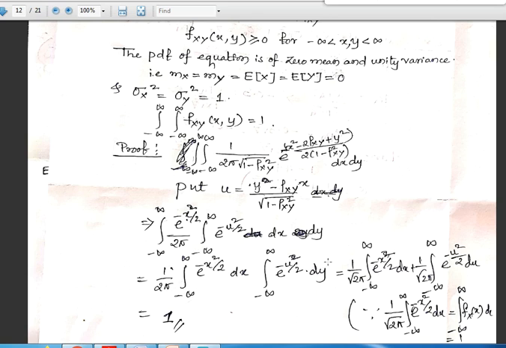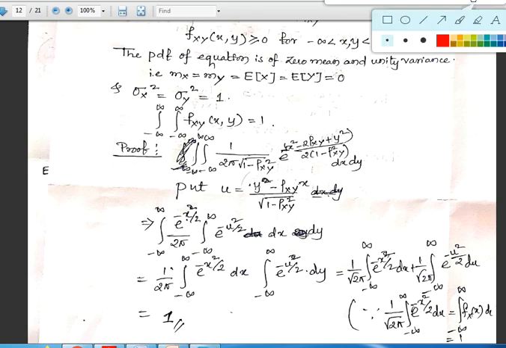And similarly we can write this one as u², and this becomes du. After solving this, we know that 1 by root of 2π e raised to minus x² by 2, and 1 by root of 2π e to the power minus u² by 2 du, is equal to 1. So by using this, we can prove that this integration is equal to 1.